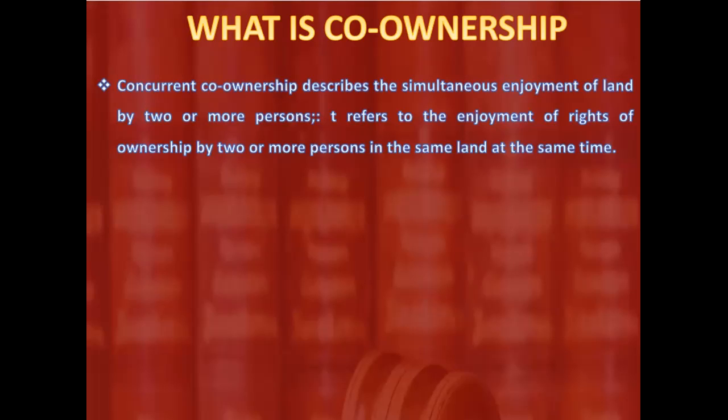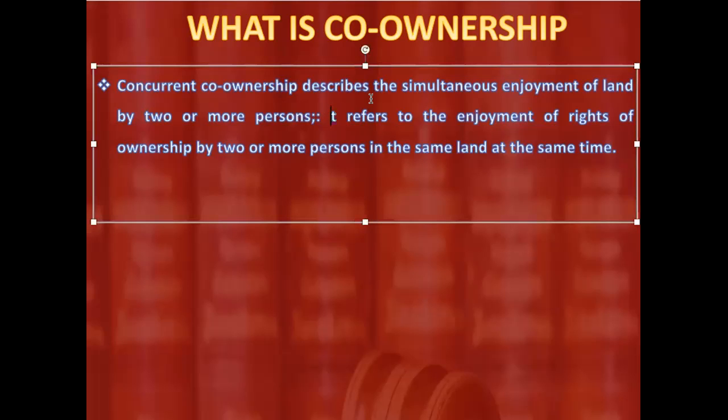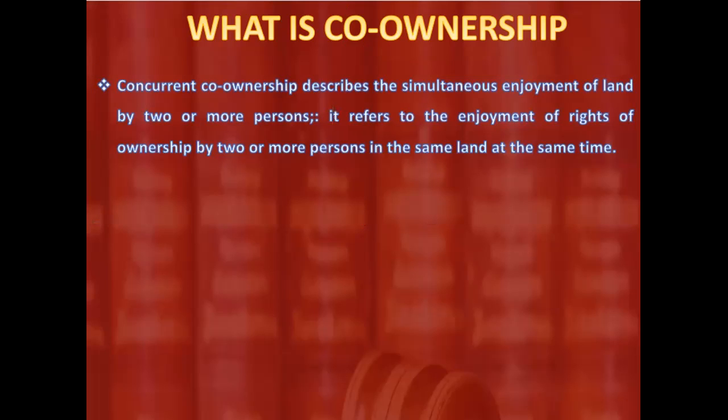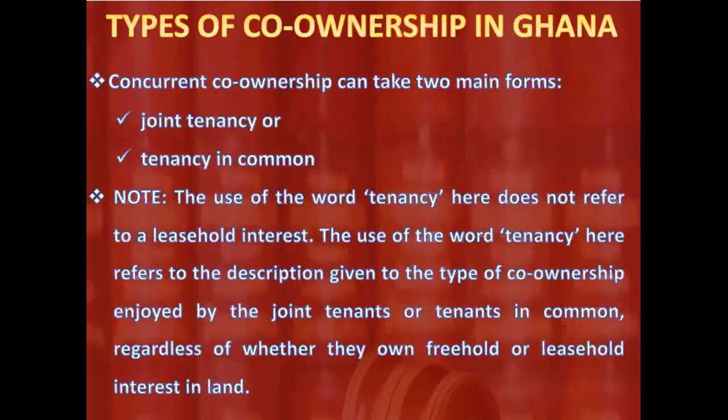Now, this concurrent ownership of land can take two main forms. One, it can come in the form of a joint tenancy, or it can come in the form of a tenancy in common.